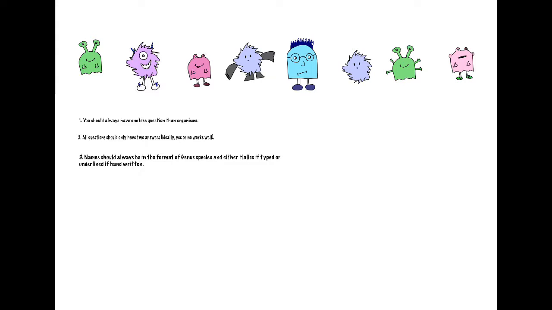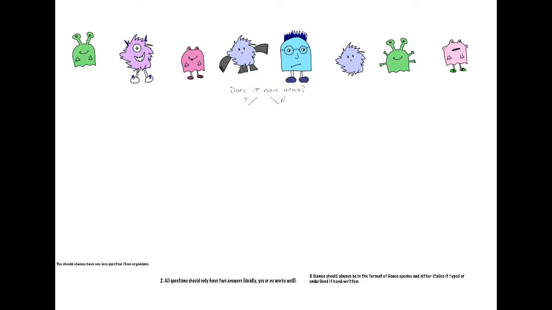And when you're writing the names, once you've identified the different organisms, you will always write them so they have their 2-name name. Genus first, species second. Genus is capitalized, species is lowercase. And if you're typing it, they would be italicized, or if you were handwriting, then you would underline the names.